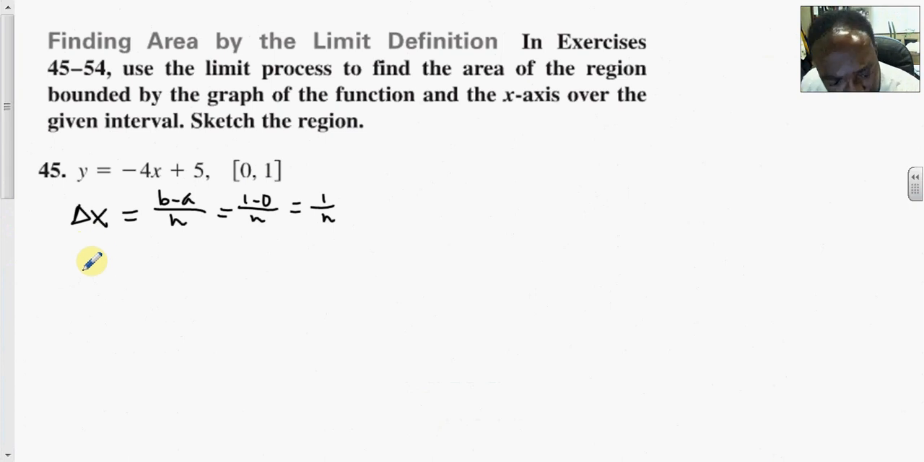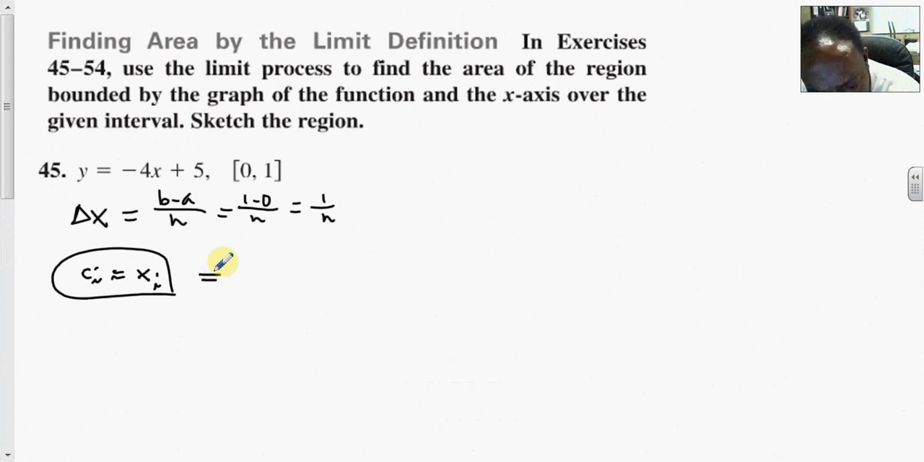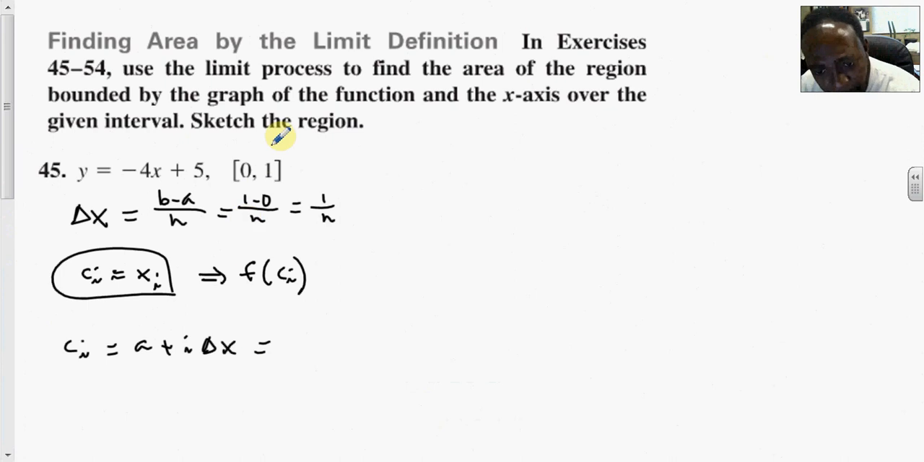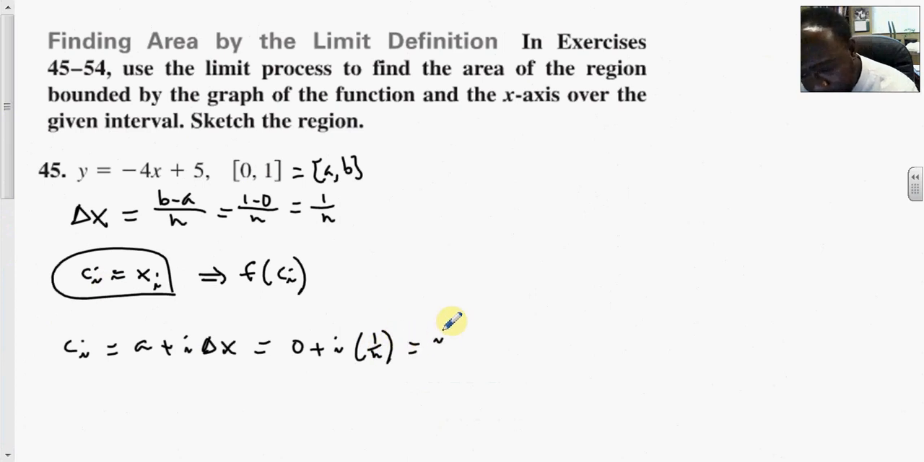And what about the value c sub i? What is c sub i doing? c sub i is trying to give us x sub i. So then we can compute the function value, right? So here we said take c sub i to be a plus i times delta x. This is the interval from a to b. So a is 0 plus i times delta x. Delta x is 1 over n. So this is i divided by n.